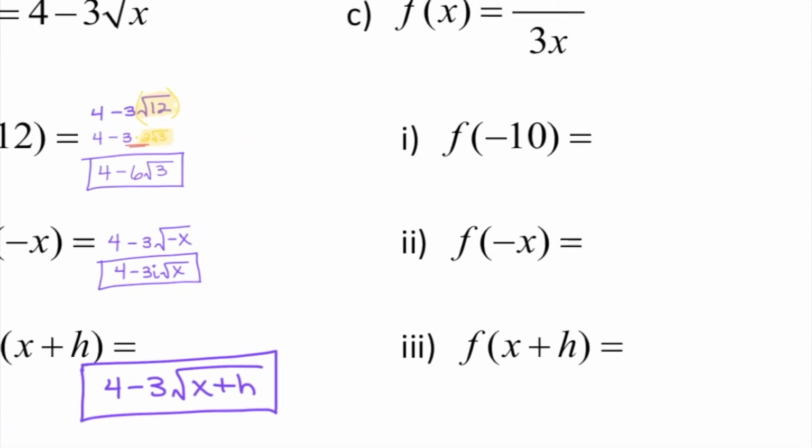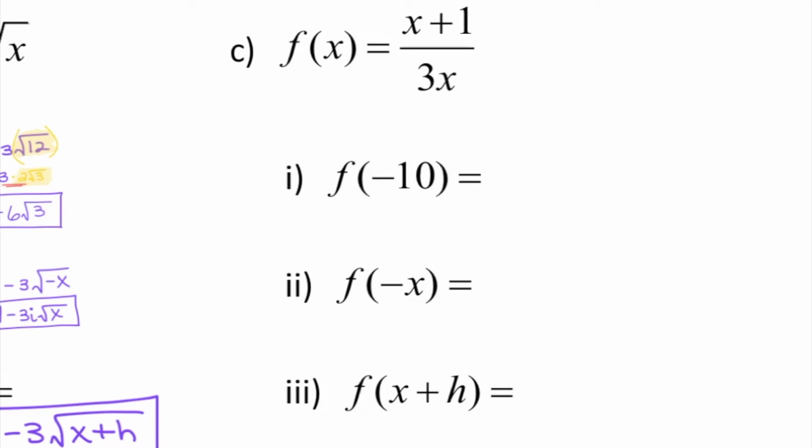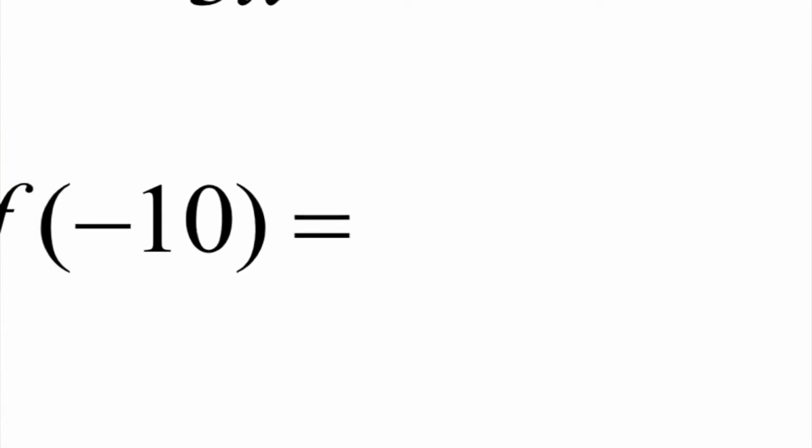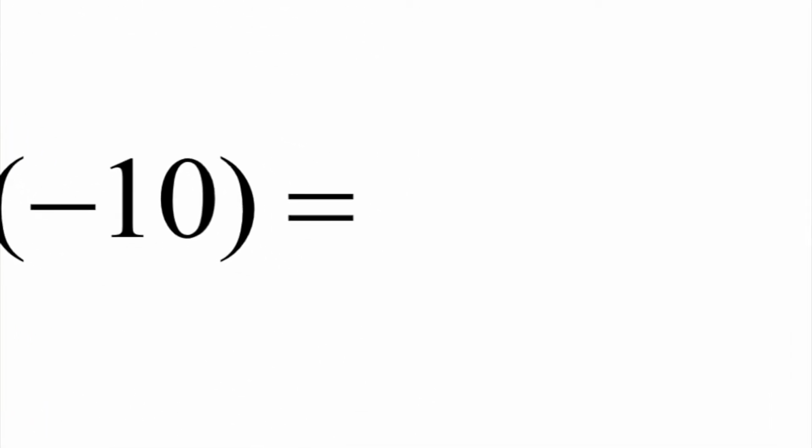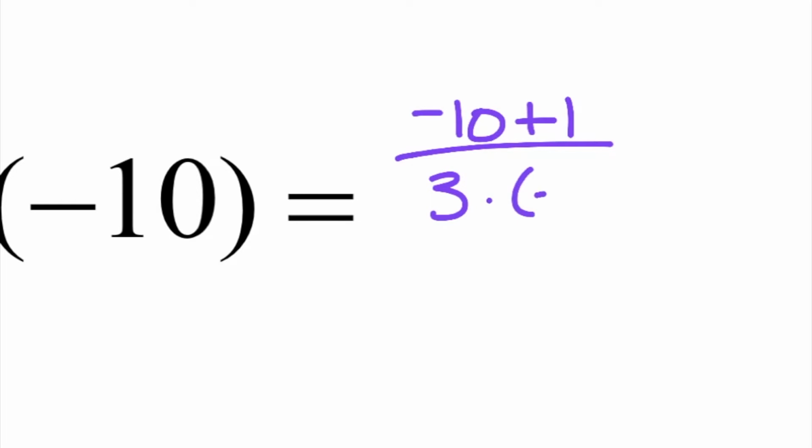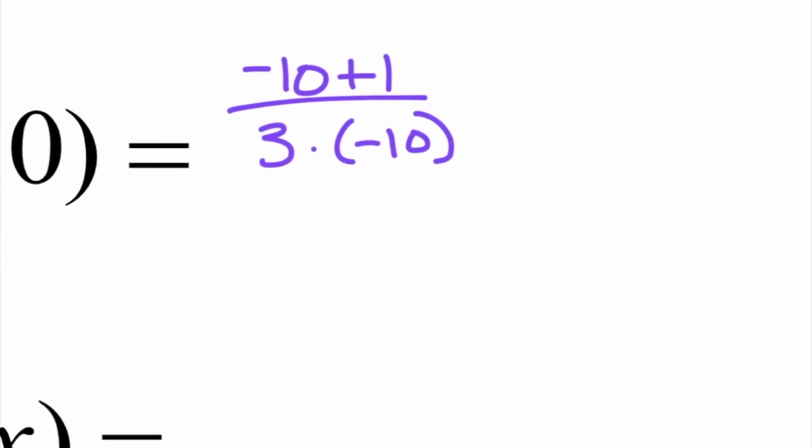And now in part C, I'm going to substitute that negative 10. So it's negative 10 plus 1 over 3 times, I'm going to put it in parentheses, you don't have to, just make sure that you're multiplying positive 3 times negative 10, excuse me, and then that should give you negative 9 over negative 30.